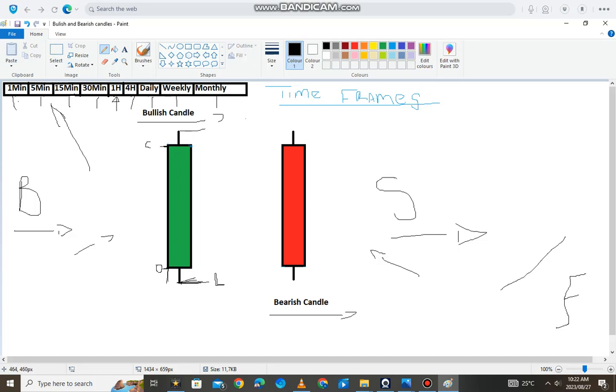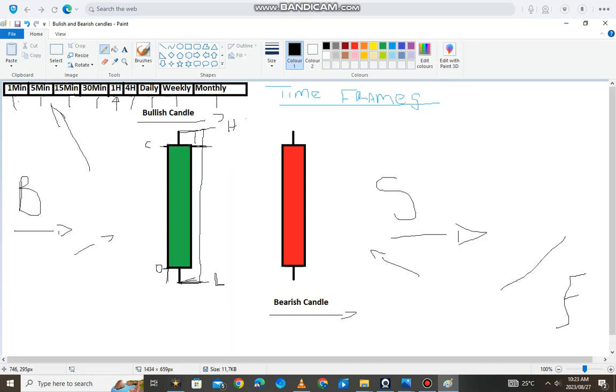So this means the buyers came into the market and pushed the market all the way up to this high here. So this is our high. Now, before this candle could close, the sellers came into the market trying to prove something. They pushed the market down, but this is all they could accomplish.